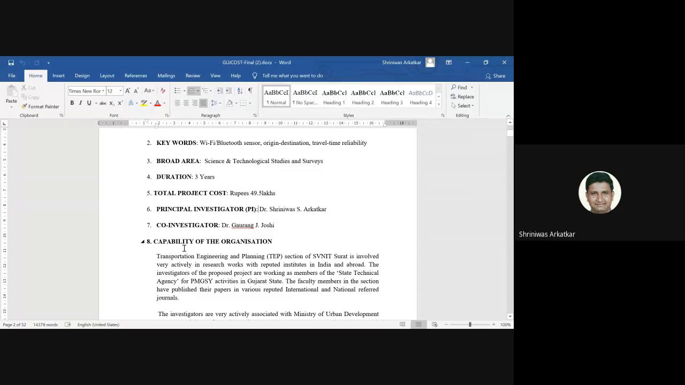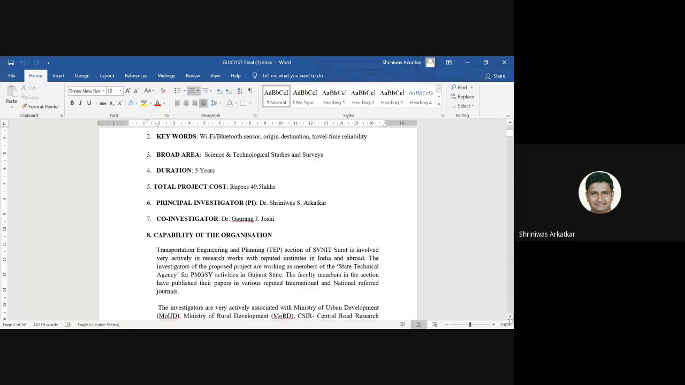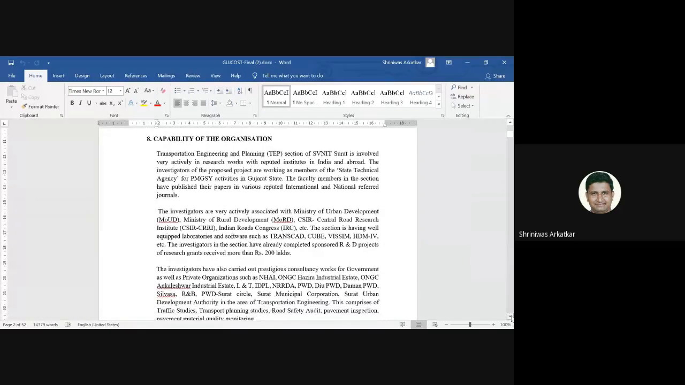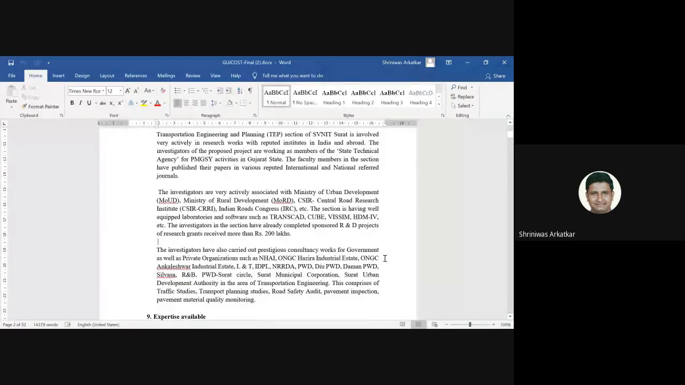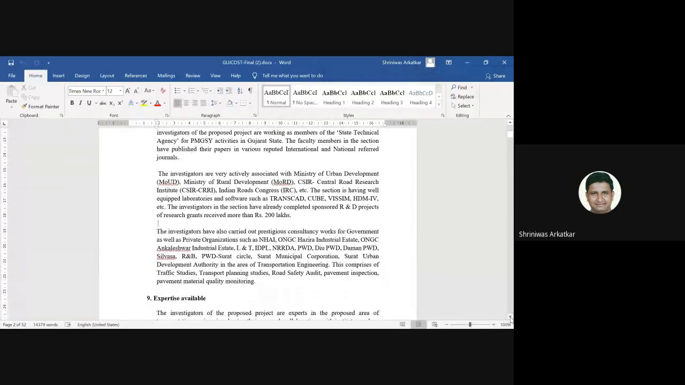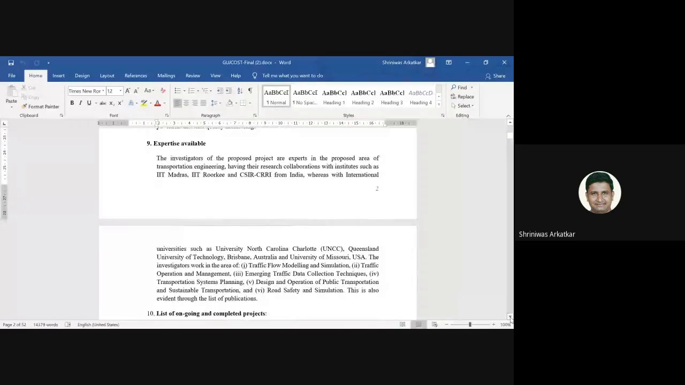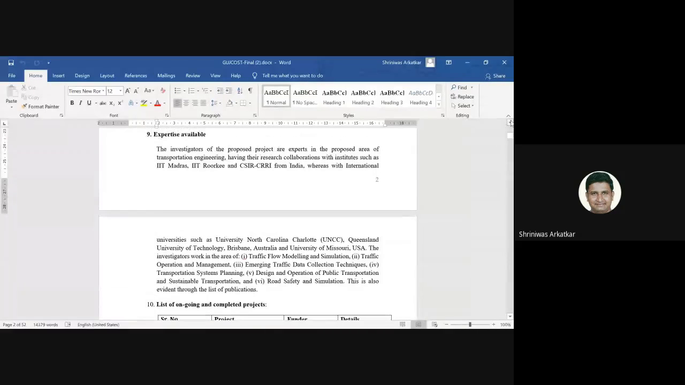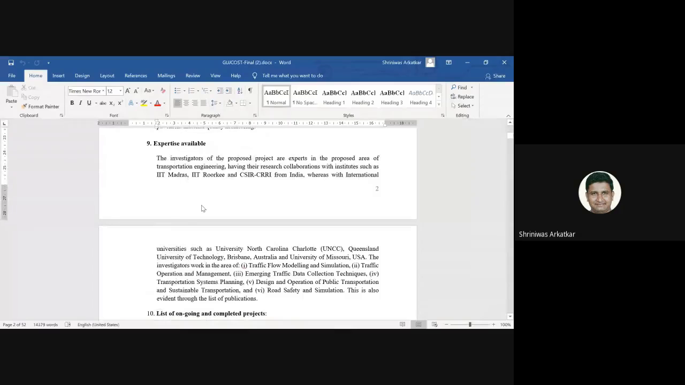Then capability of organization, they are asking what is the capability of organization. So as a transportation engineering planning section, we have written what is our ability to do this particular work, and what we have done in past, so that it makes a very strong case that our proposal is going to be accepted. So these are the points which you should highlight in a very important way, in a very convincing way, and in a very appealing way, so that it gets really accepted.